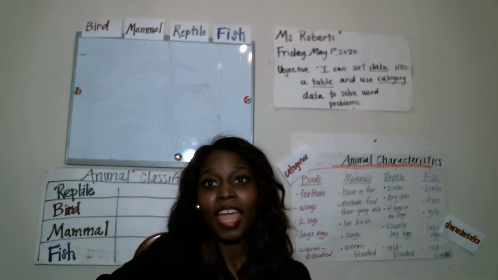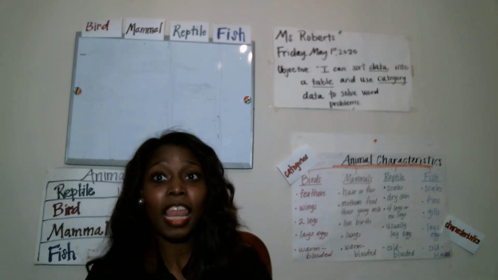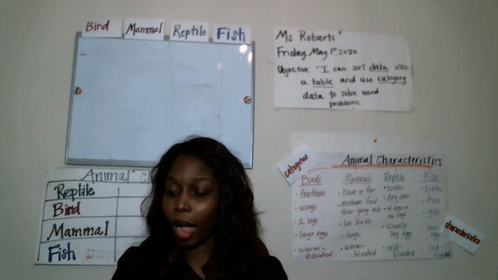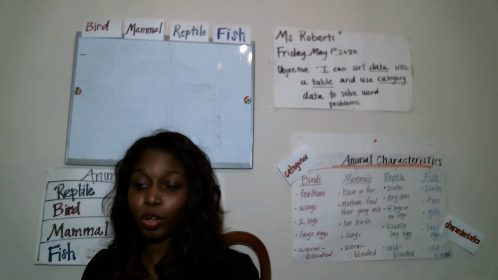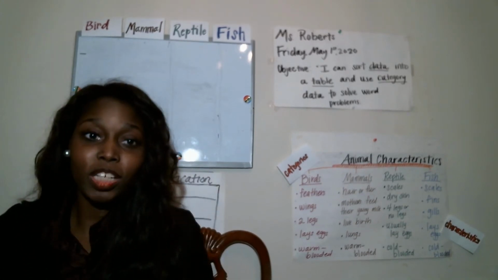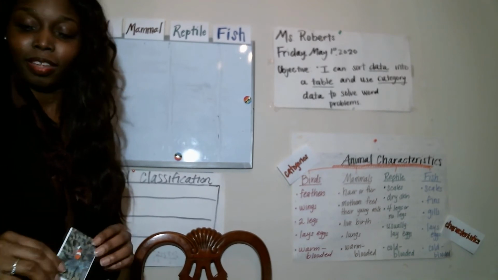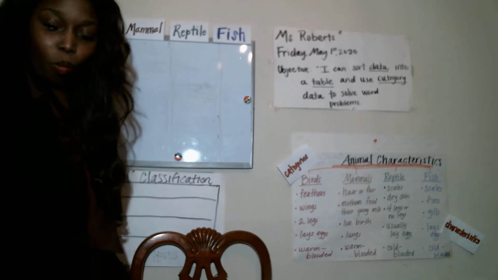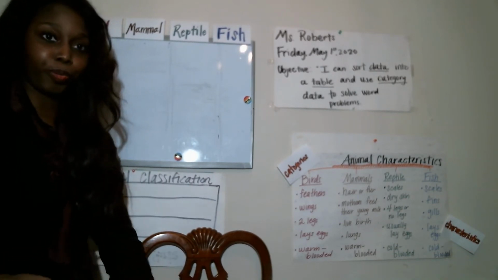Very good. Now that we know some characteristics, let's sort some animals into different categories. So I'm going to put you in pairs, and I'm going to pass out these animal cards, and you're going to decide which category they belong to. Can I get a volunteer to pass them out? Thank you. You're going to pair. Now, while they're passing them out, I'm going to demonstrate the first few.